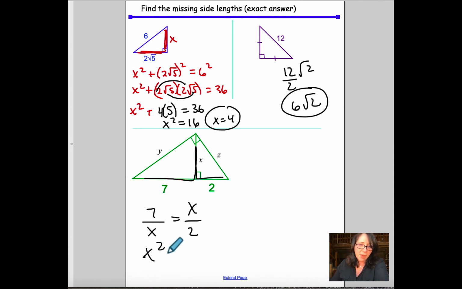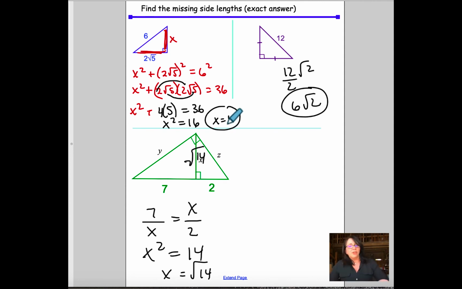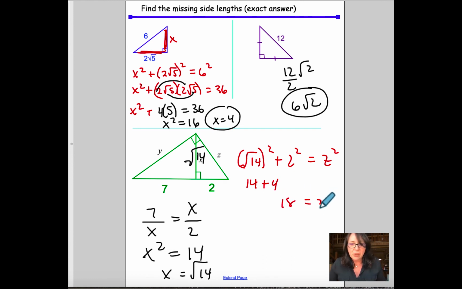Cross multiply, so x squared equals 14, so x equals the square root of 14. Now, this is definitely not the only way to do this. But one way, we know that x is the square root of 14. Just leave it like that because now I have to use the Pythagorean theorem to find z. So I'm going to go the square root of 14 quantity squared plus 2 squared equals z squared. So 14 plus 4, which is 18, is equal to z squared.